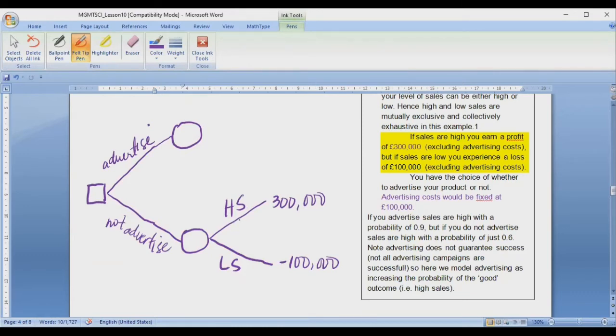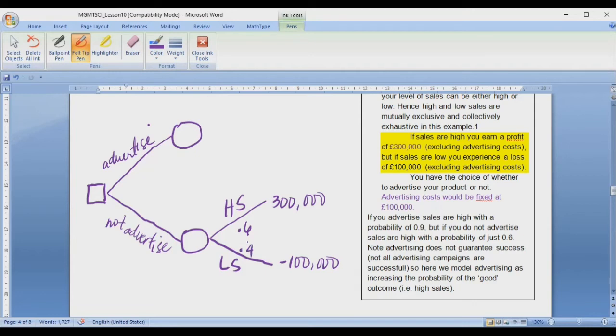So, if sales are high, the earnings are 300,000, no advertisement. So, 0.6 is its probability. If sales are low, we have a loss of 100,000. So, negative 100,000. Sales are low, probability is 0.4.